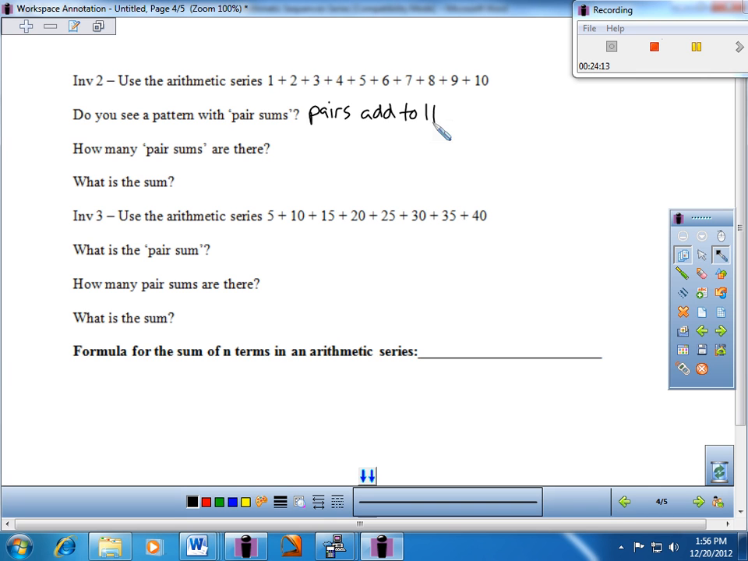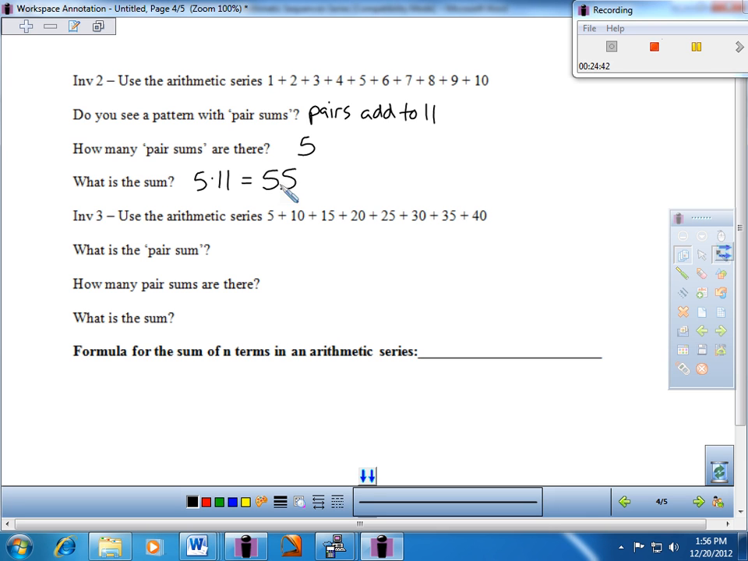Well, it looks like there are 5: 1 and 10, 2 and 9, 3 and 8, 4 and 7, 5 and 6. There are 5 total. And so if there are 5 11s from those pairs, then 5 times 11 equals 55. And if you were to do 1 plus 2 plus 3, etc., right down the line, that's your sum. They add up to 55. And that, as a matter of fact, works for any arithmetic series.